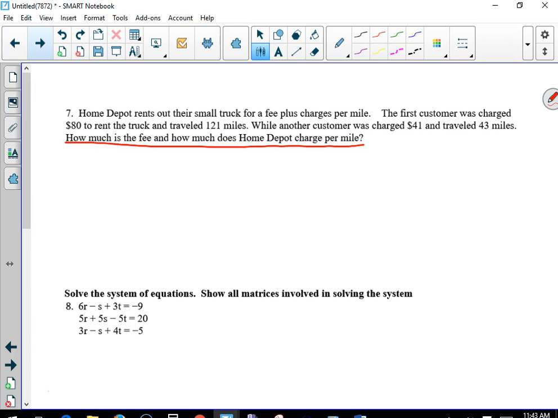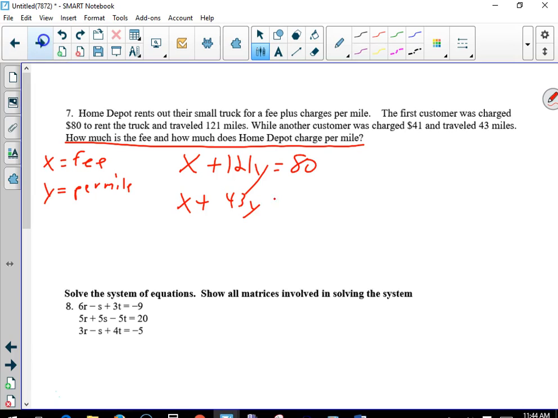So again, these problems are really easy. You have your fee just to get the truck, and then your per mile fee. So it always says it the same way. You have to pay a fee to rent the truck, and you went 121 miles at a certain charge, and it cost you $80. You rented the truck, you drove 43 miles at a certain charge, and it cost you 41.